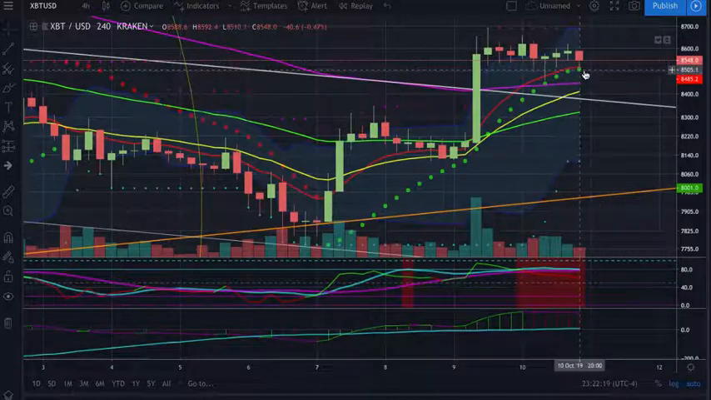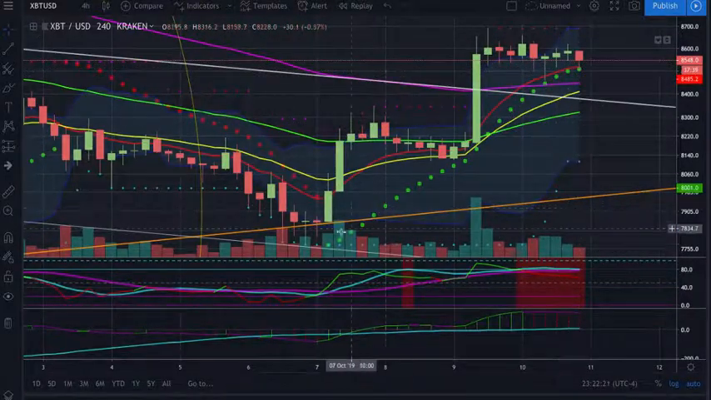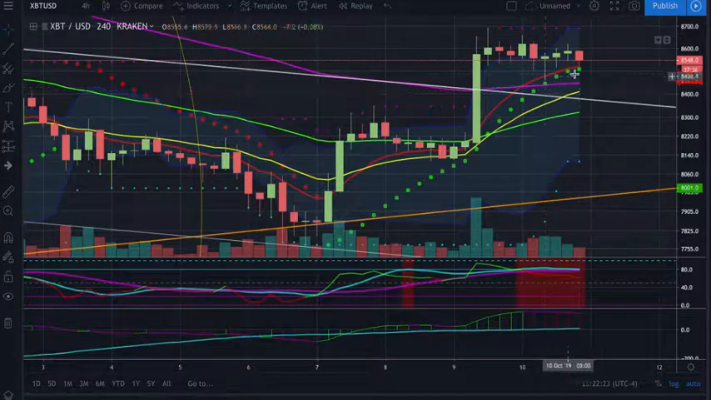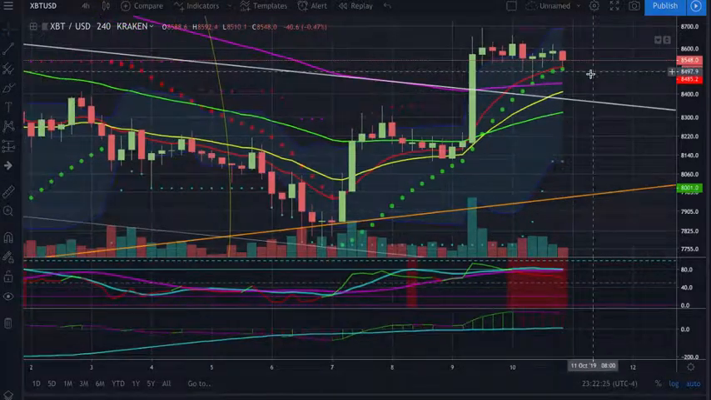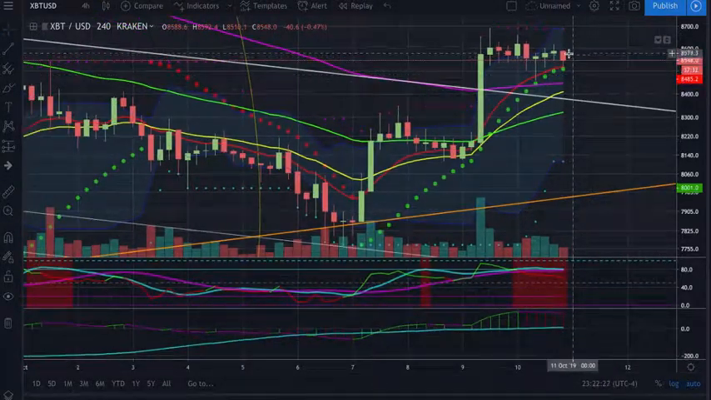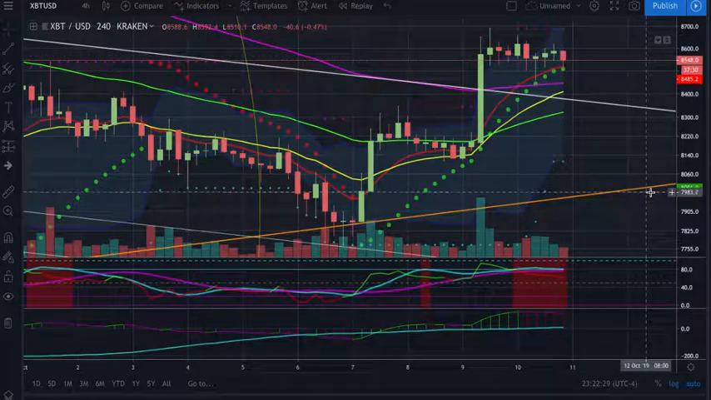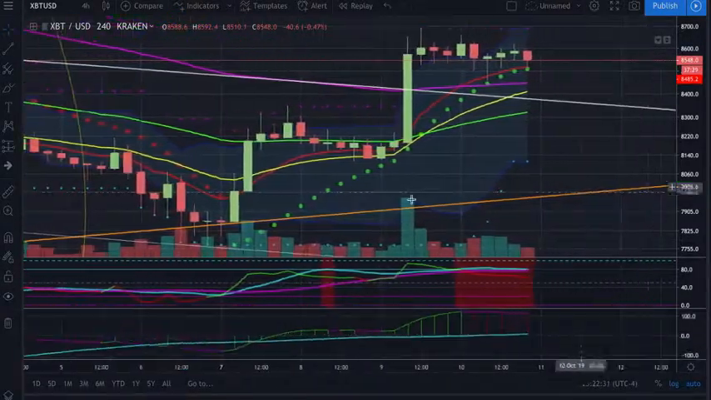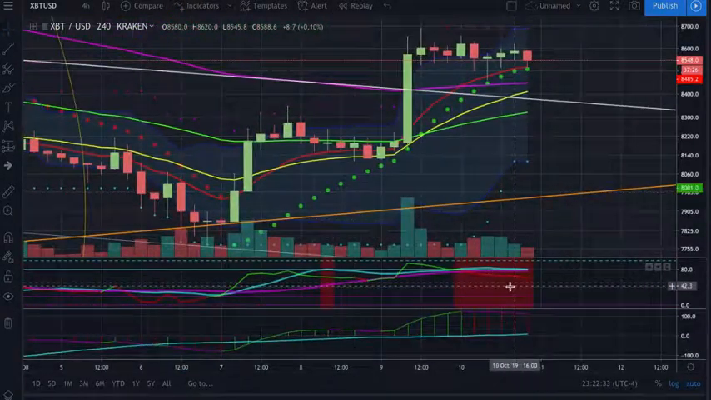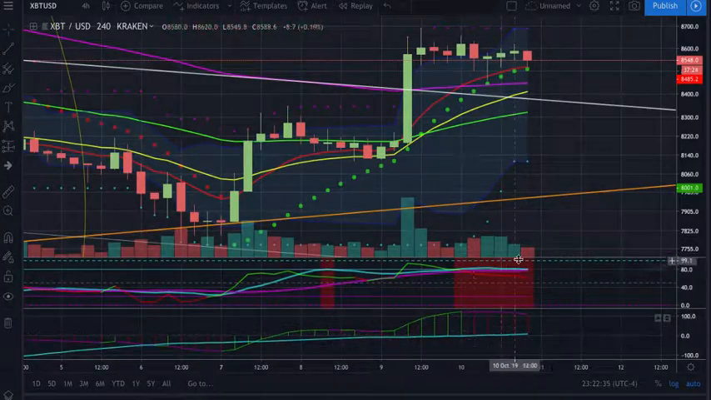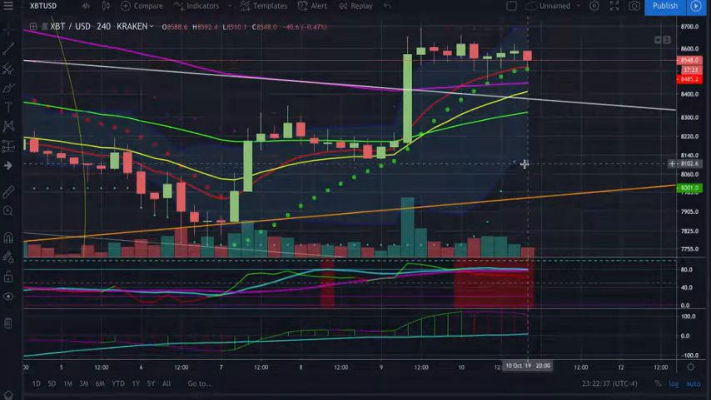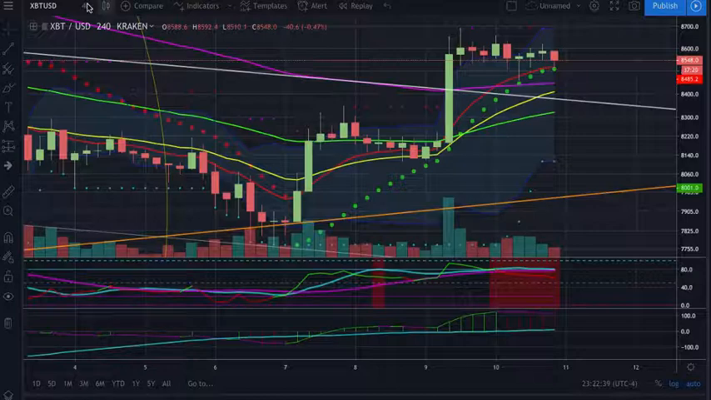We are extremely close to the parabolic SAR, though. I mean, we're using it as support, and we have been these last, this will be the third time. But, you know, we are definitely in the danger zone right now. If we do break this, we're likely to get some kind of continuation back down to the downside. We're also all the way at the top. Basically, on the 4-hour time frame, all the indicators are saying that we're going to get a downside move.